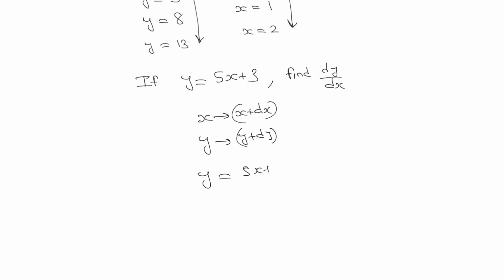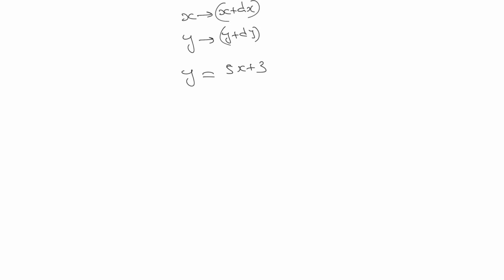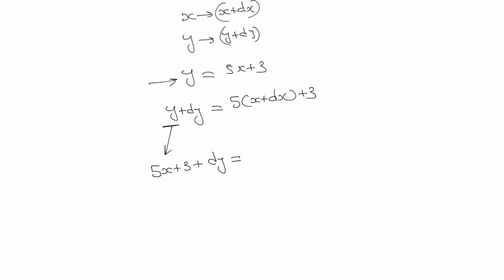y is equal to 5x plus 3 was our basic equation. Now instead of x we can write x plus dx, so we get 5 times x plus dx plus 3, and the value of y becomes y plus dy. Now we know that this term y is nothing but 5x plus 3 from the first equation. So instead of this y we can write it as 5x plus 3 plus the change in value of y, represented by dy. Now we can multiply this 5 over here. So we are going to get 5x plus 5 dx plus 3.